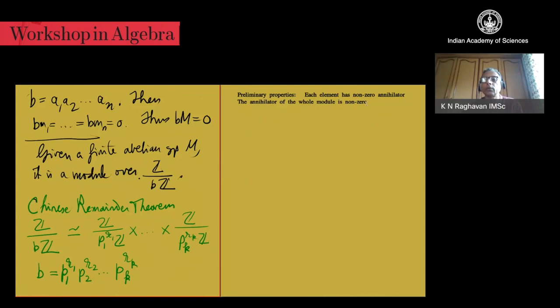So for the next few minutes, let's concentrate on the Chinese remainder theorem. I hope I have motivated why we want to look at it. The reason I repeat is the following. We have reduced to the case when we look at finite modules over rings of the form Z mod BZ, where B is some positive integer. Now, this theorem tells us that such rings, Z mod BZ, can be written as a direct product of rings of the form Z mod P to some power. That's the point.